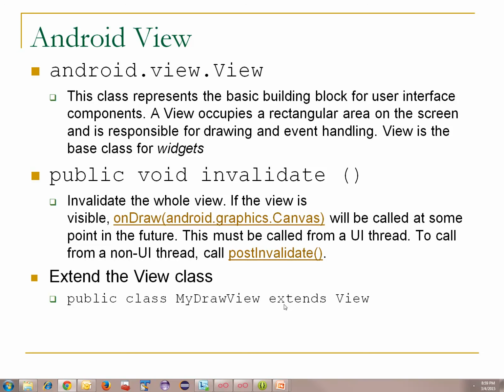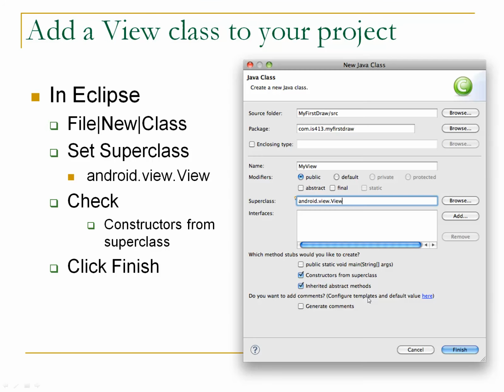You want to add a view to your project, and there's a very easy way to do this in Eclipse. There's a wizard that will help you do this, and will create your skeleton view class for you. It'll create your stub. So in Eclipse, easy to do, and I'll do one in Eclipse in a couple minutes.